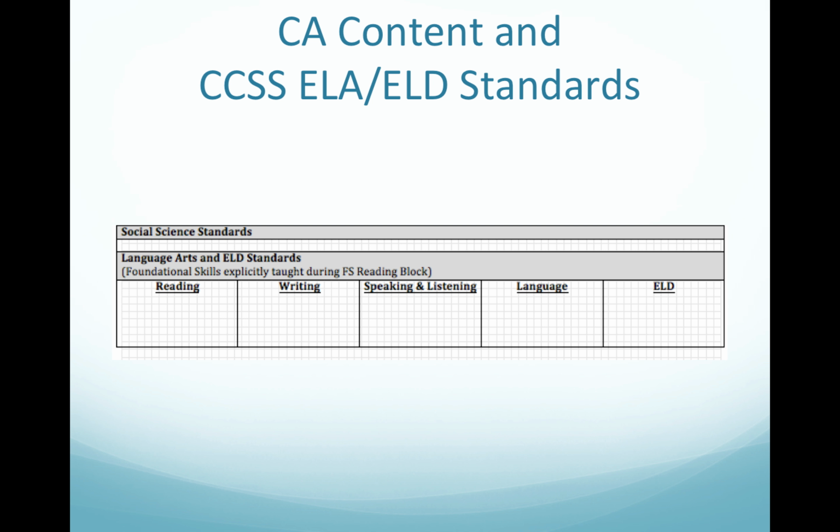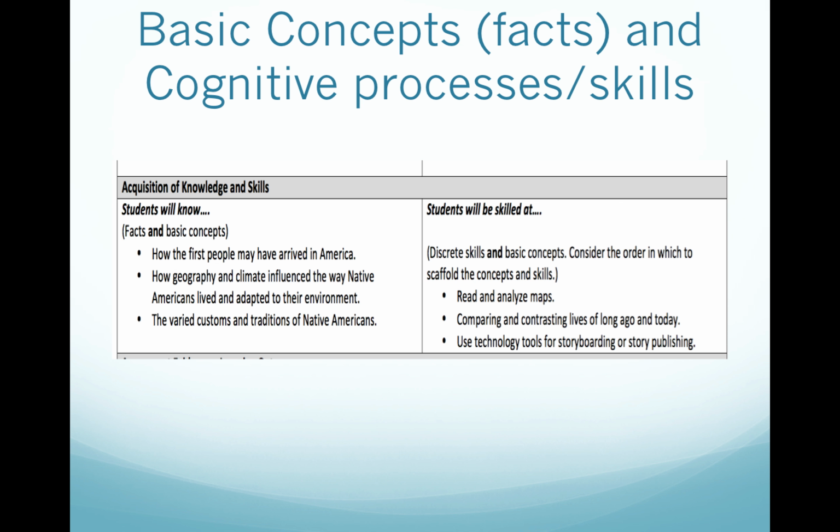Right? We've also listed for you the connection to those ELA and ELD standards, and again it's in that unit alignment. They should match directly, but find those on your area. And then finally we've listed for you the essential basic facts that students need, what they're going to learn in this unit, and what they're going to be skilled at. So this is what they'll be able to know: how first people may have arrived in America, how geography and climate influenced the way Native Americans lived and adapted to their environment, and the varied customs and traditions of Native Americans.